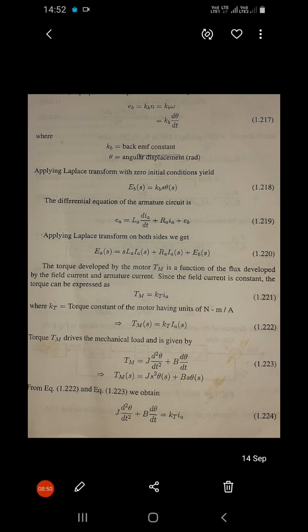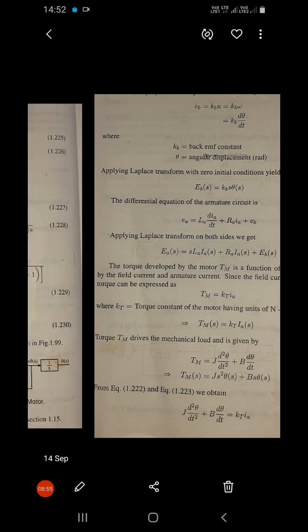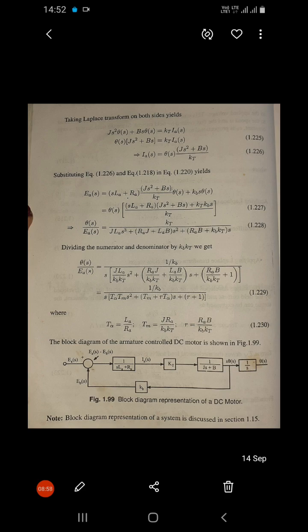Now here in equation 1.224, if we apply the Laplace transform, the equation will be J S² θ(S) + B S θ(S) = Kt Ia(S). On the left side, if we take θ(S) common, we get θ(S) into within bracket (J S² + B S), and this is equivalent to Kt into Ia(S).